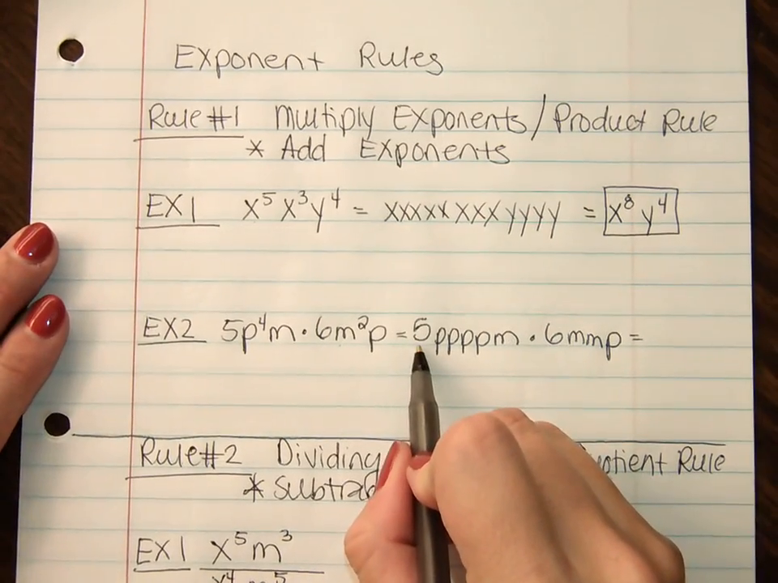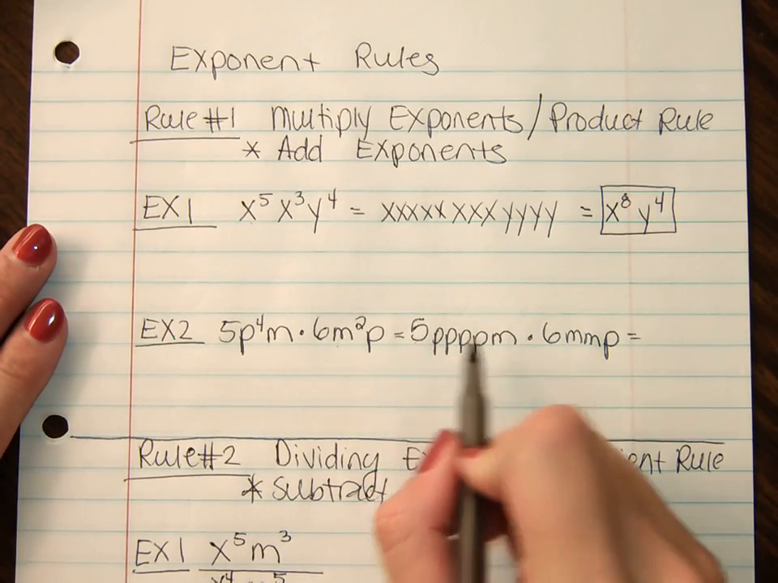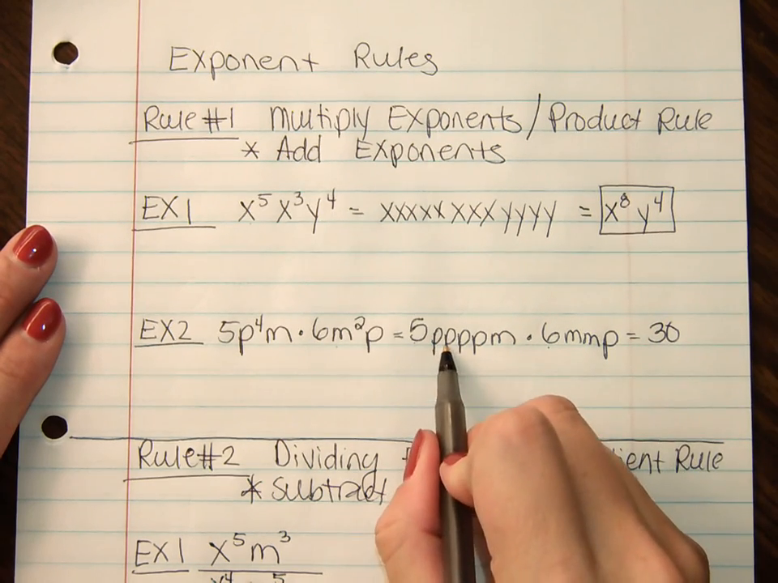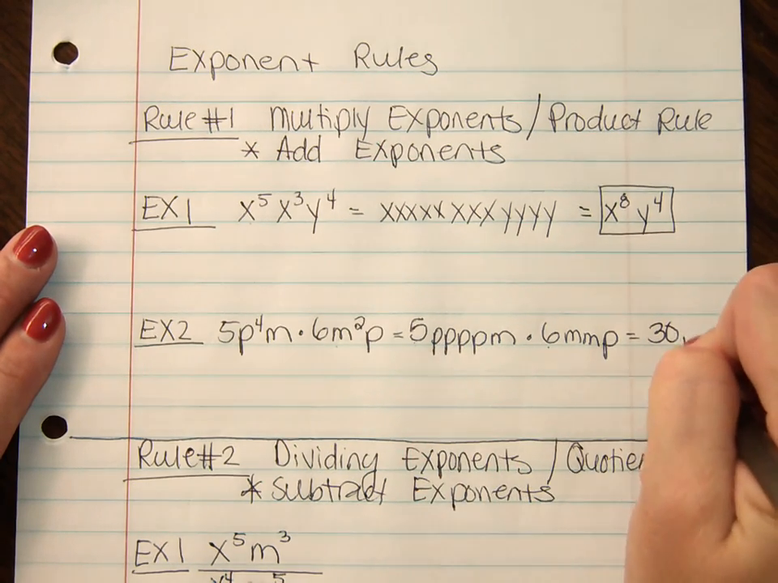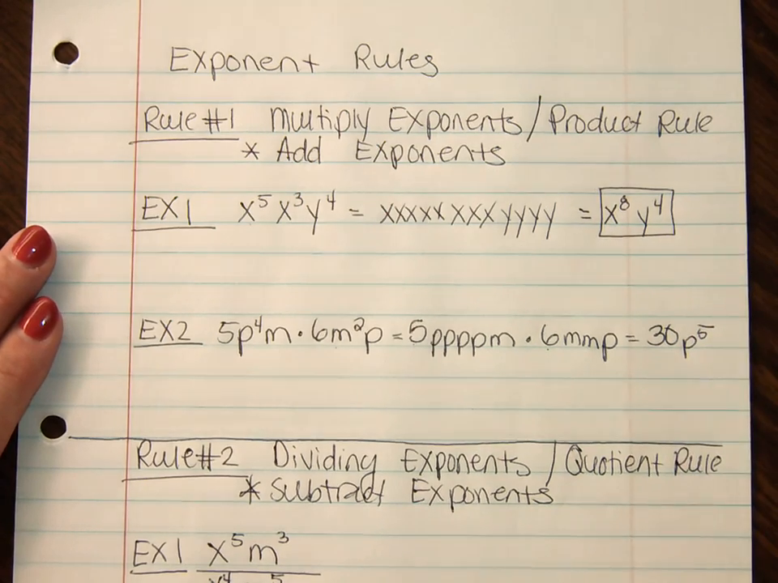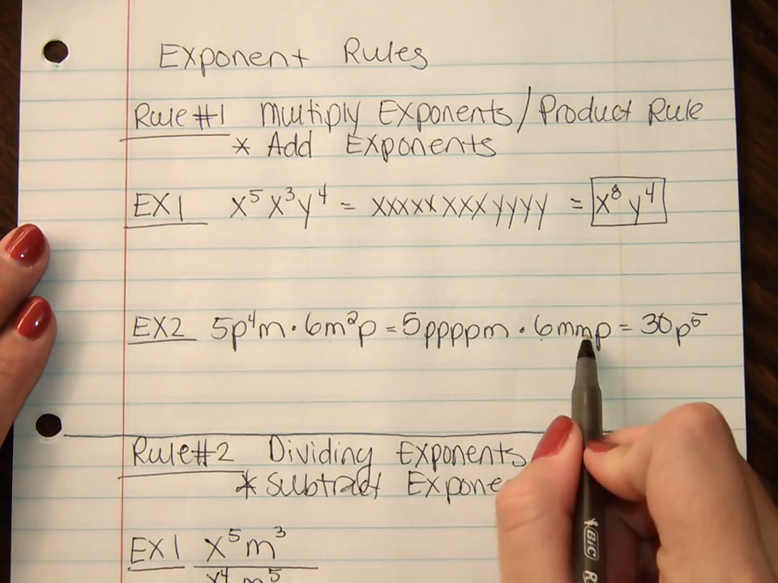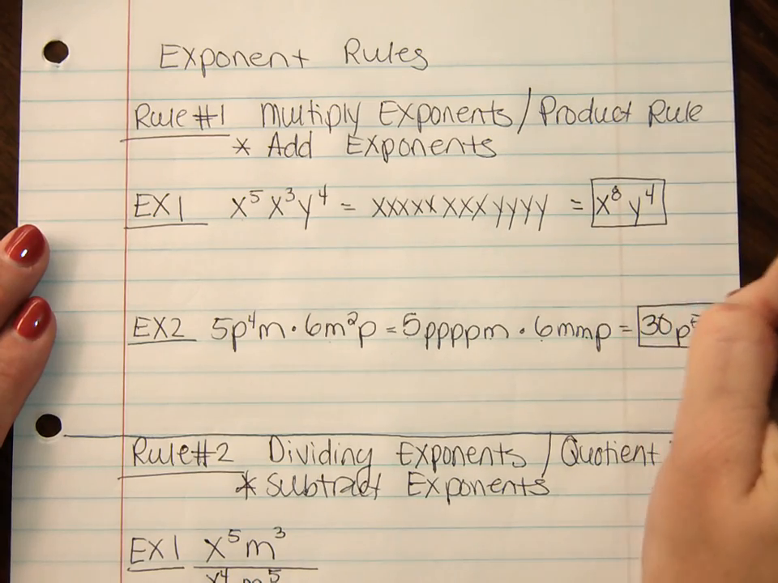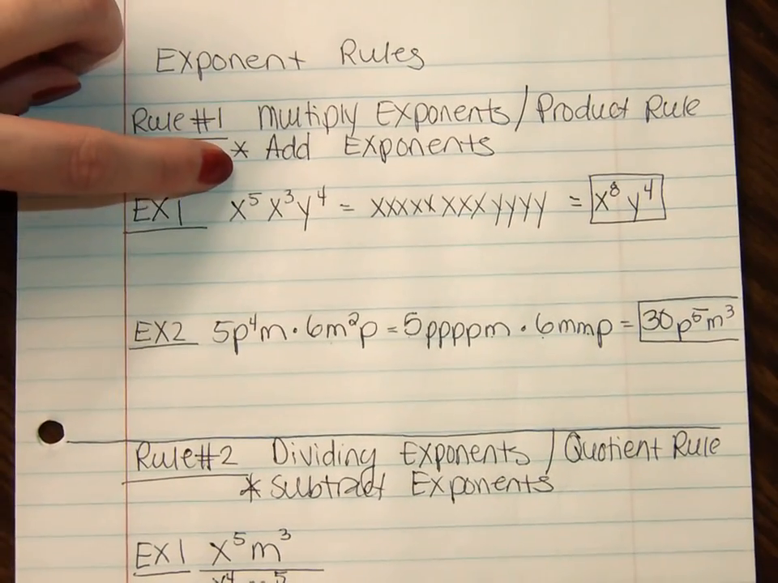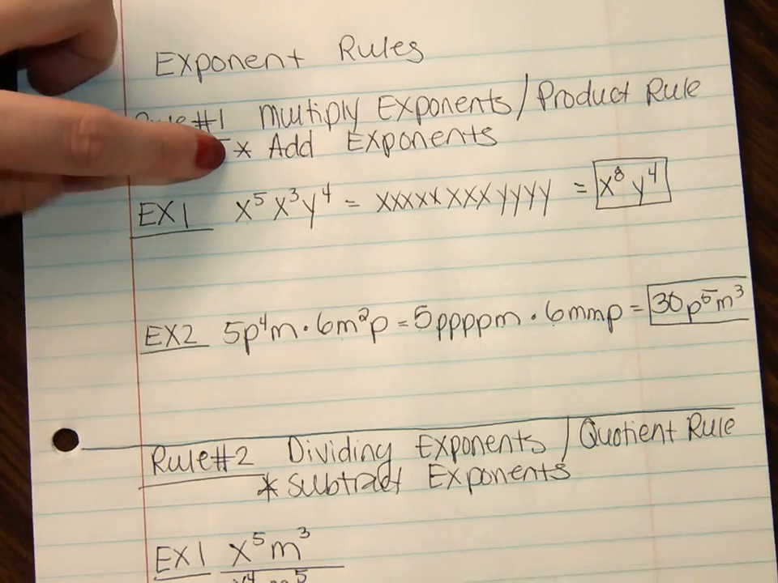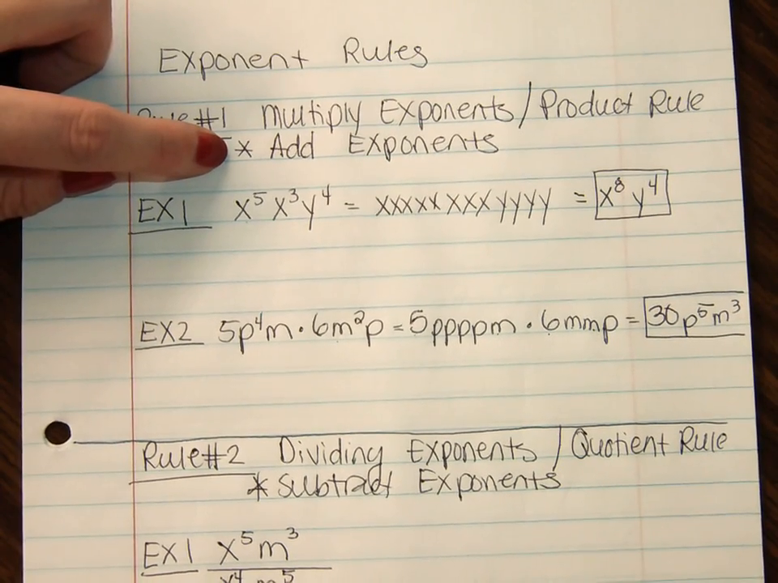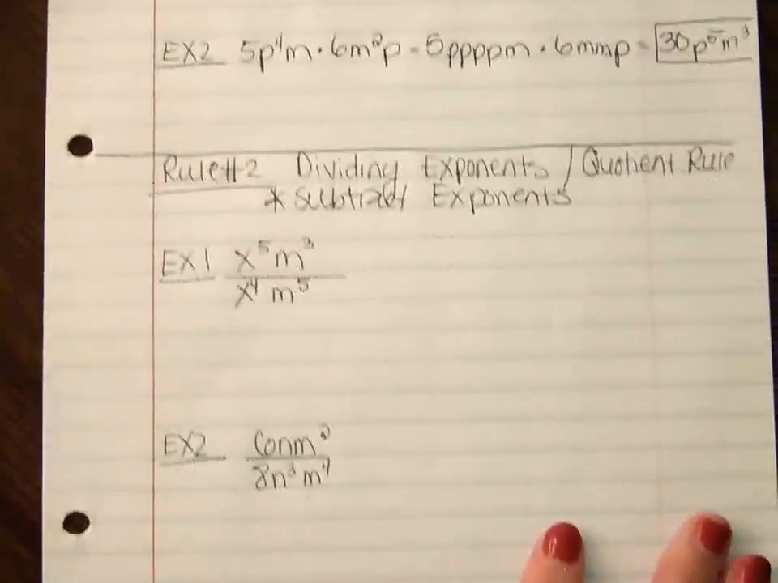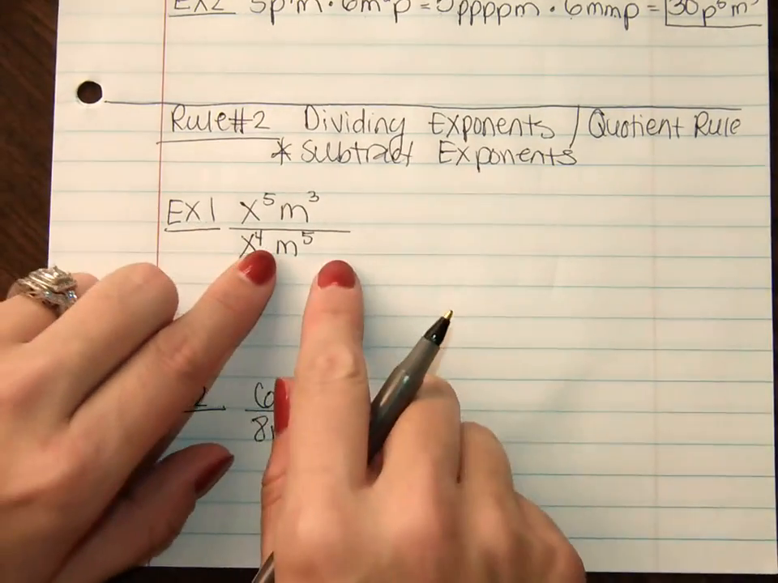Now we multiply our big numbers, which is our coefficient. 5 times 6 is 30. Then we have 1, 2, 3, 4, 5 p's, so that's p to the 5th power. And then we have 1, 2, 3 m's, so that's m to the 3rd power. Again, if you don't remember your rule for multiplying exponents as adding them, then you need to expand it like we did here.